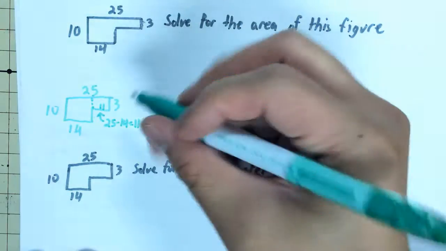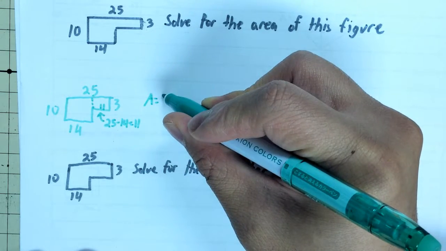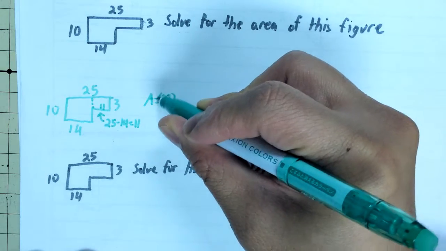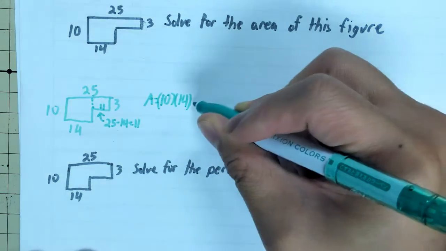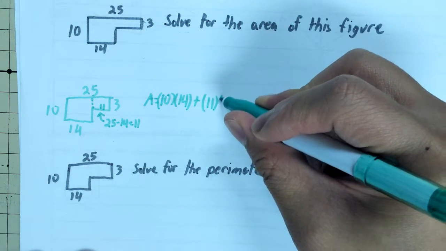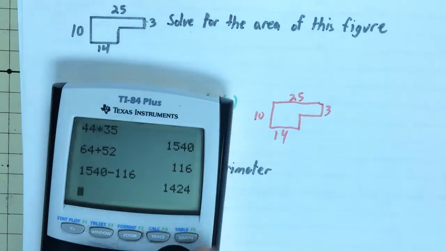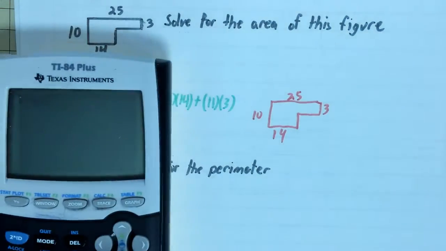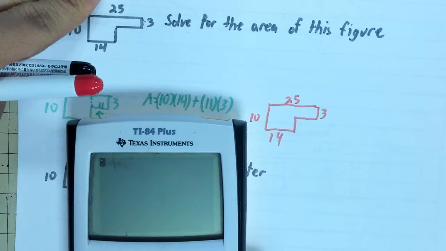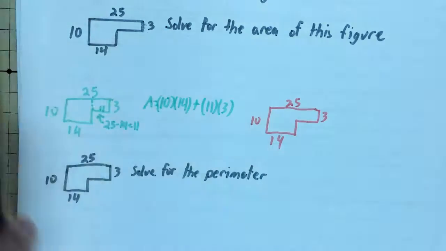So now we can do my two rectangles. Rectangle on the left, we have 10 times 14 plus rectangle on the right, we have 11 times 3. So on the calculator, you can type that all in. 10 times 14 plus 11 times 3. We get 173 units.